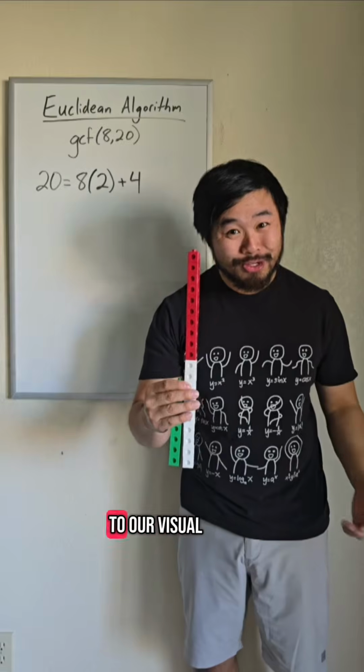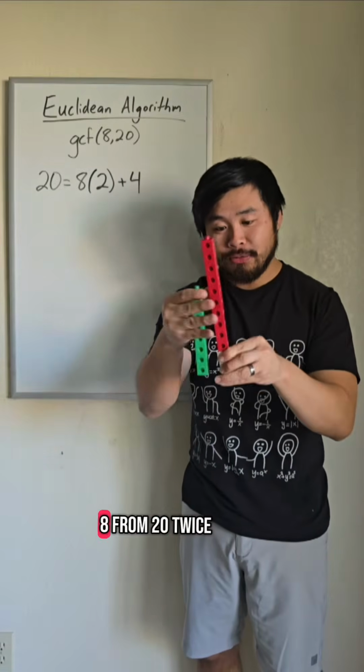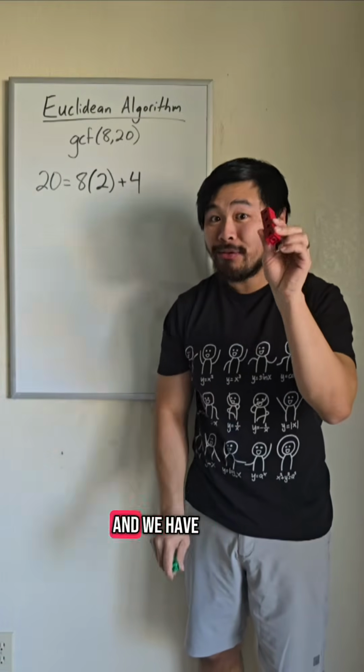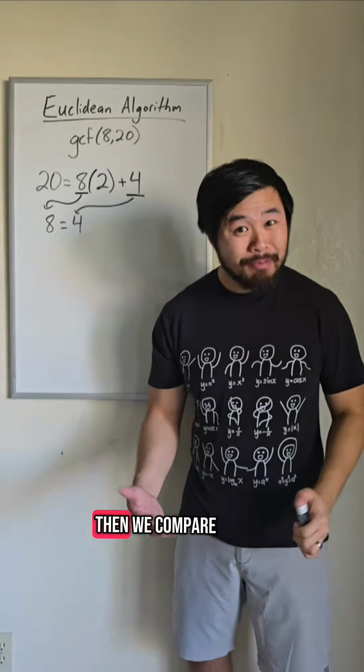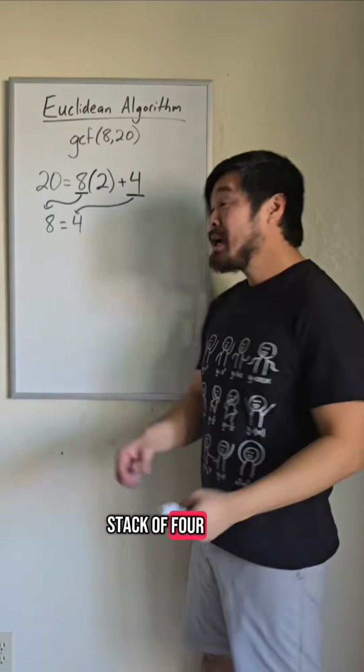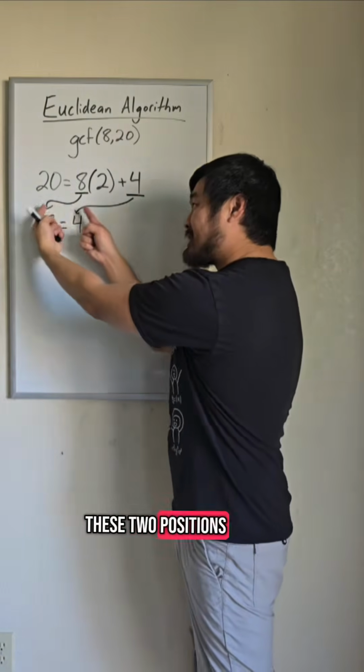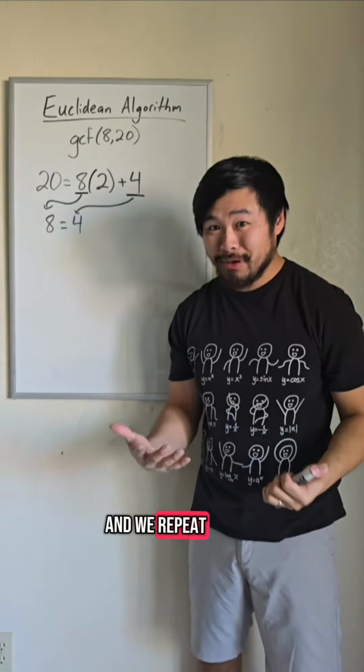And connecting this to our visual, we were able to take away 8 from 20 twice, and we had 4 left over. Then we compared a stack of 8 to a stack of 4. We always bring the numbers in these two positions down to the next line, and we repeat the process.